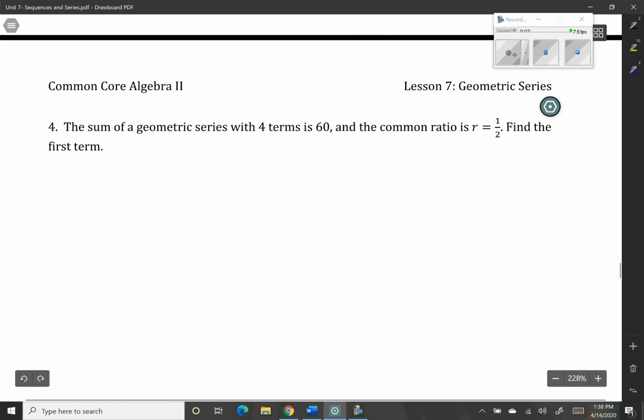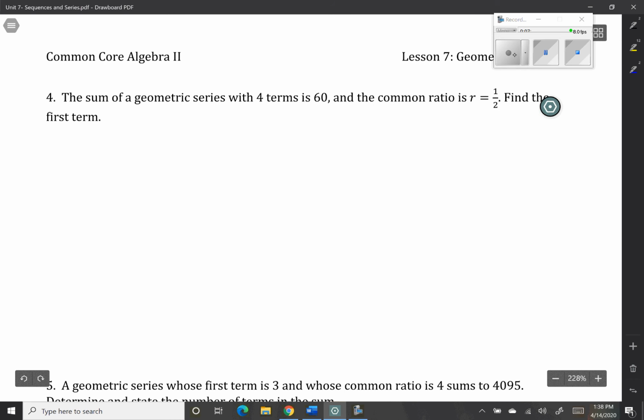All right, let's take a look at another one. It says the sum of the geometric series with 4 terms is 60. They're telling you S sub 4. They're telling you the sum. Common ratio is 1/2, and it wants us to find the first term. So the first term is A sub 1. So I'm going to let A sub 1 just equal A, so we don't have to keep writing sub 1 every time.